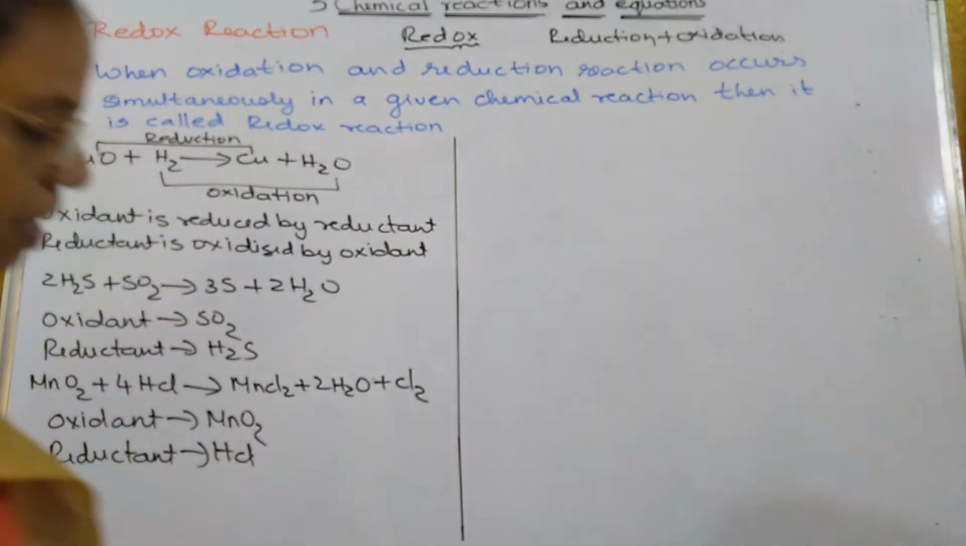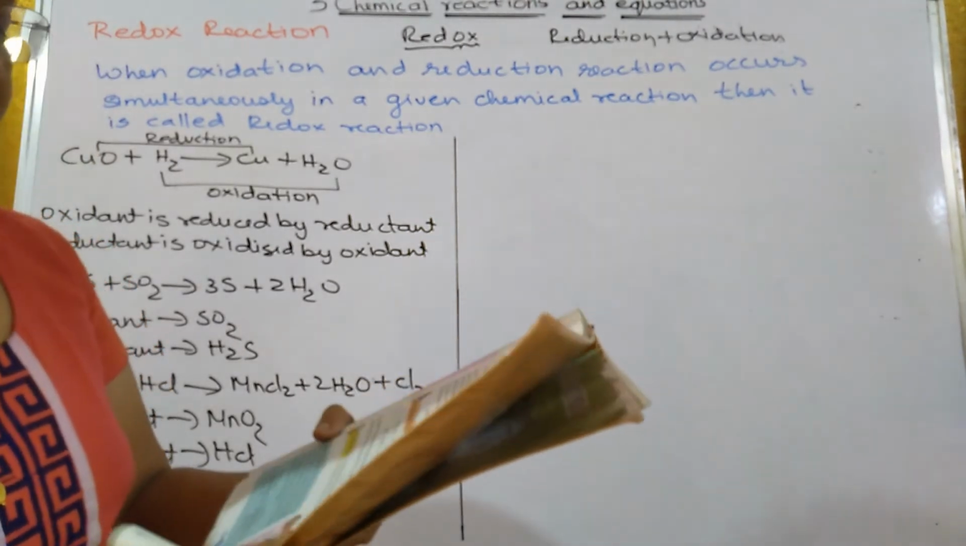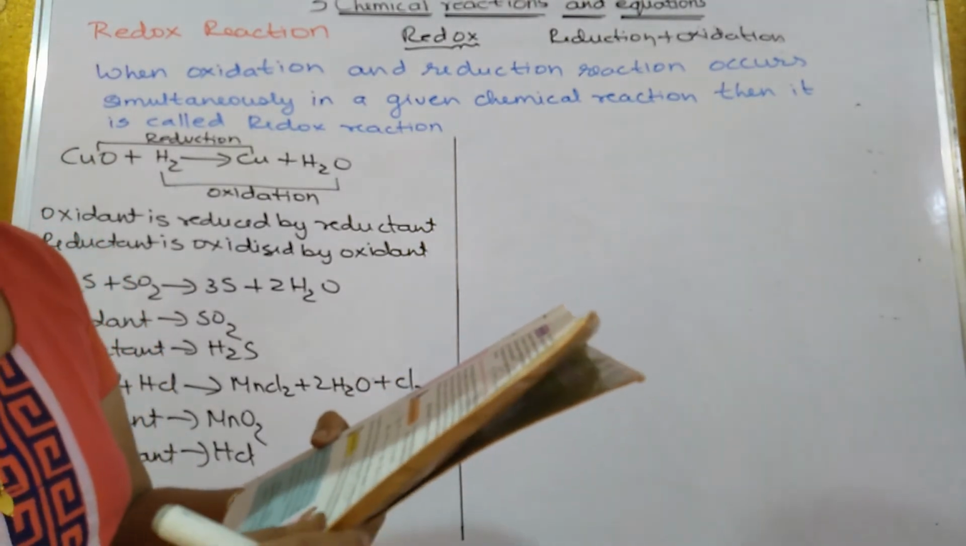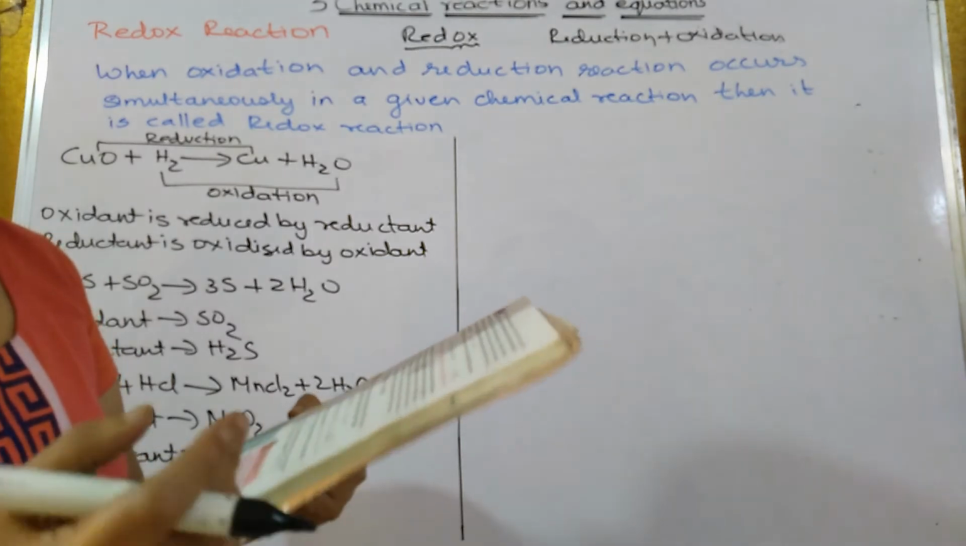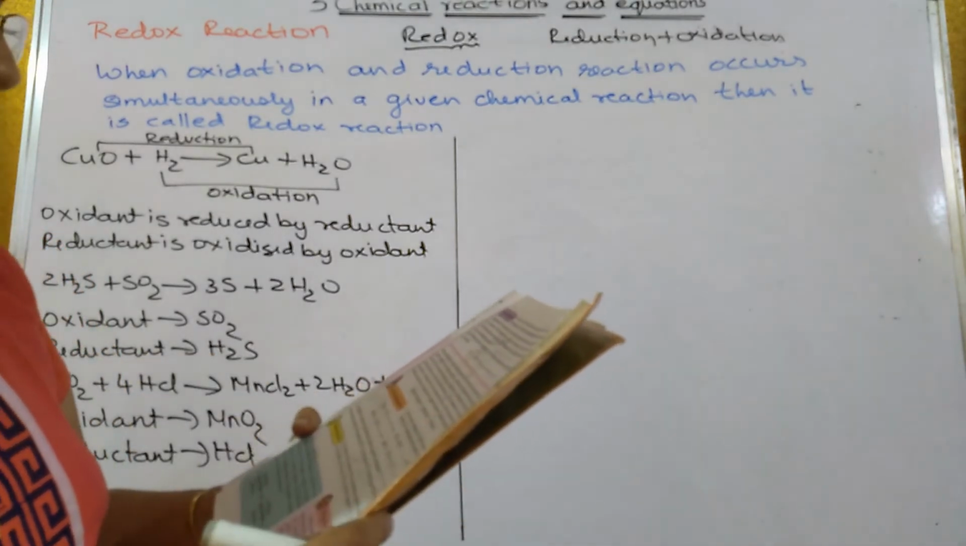Now another question they have given. If oxidation means losing electron, what is meant by reduction? So reduction means gaining electron. If oxidation is losing electron, then reduction is gaining electron.